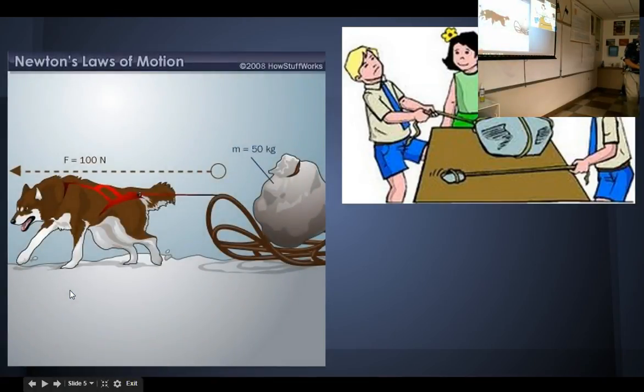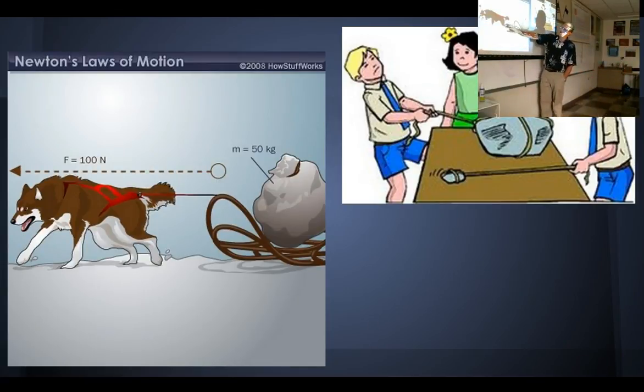Okay? Another example, this just lets you do some math with it. A sled dog pulls with a force of 100 newtons, and the sleigh weighs 50 kilograms. So then I could ask, what kind of acceleration does the sled produce? F equals ma. 100 equals 50 times the acceleration. So you don't have to be that good at math to see that the sled will accelerate at 2 meters per second squared, because the 100 newtons equals 50 times something, right? And 50 times 2 is 100. So there's that.